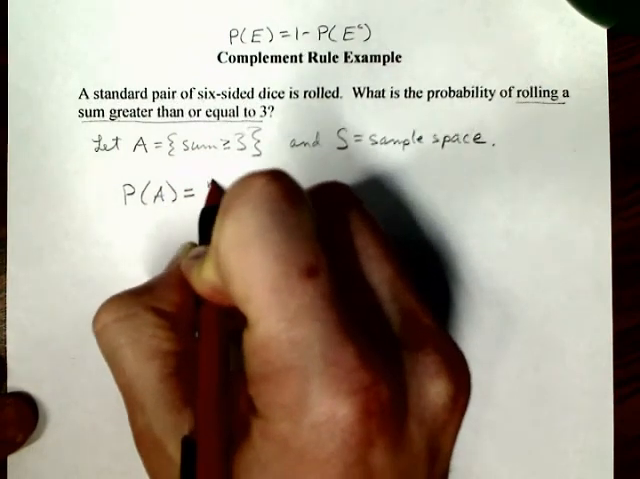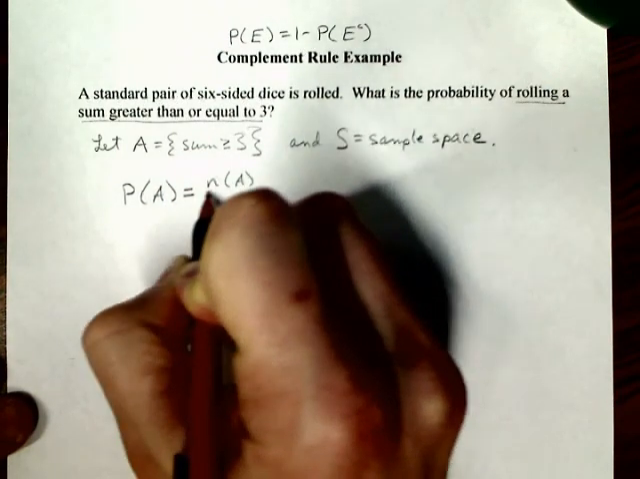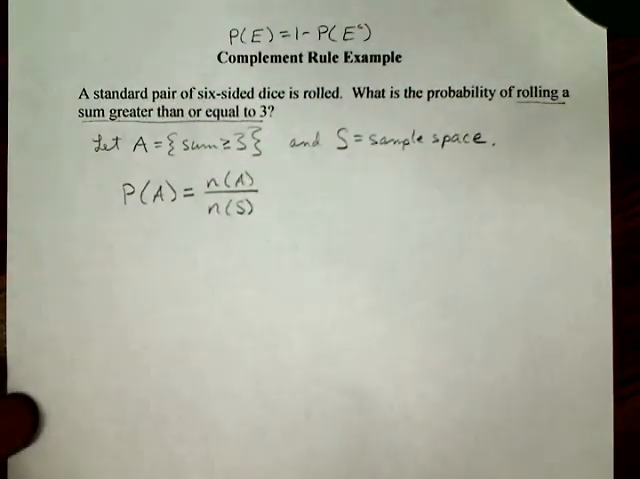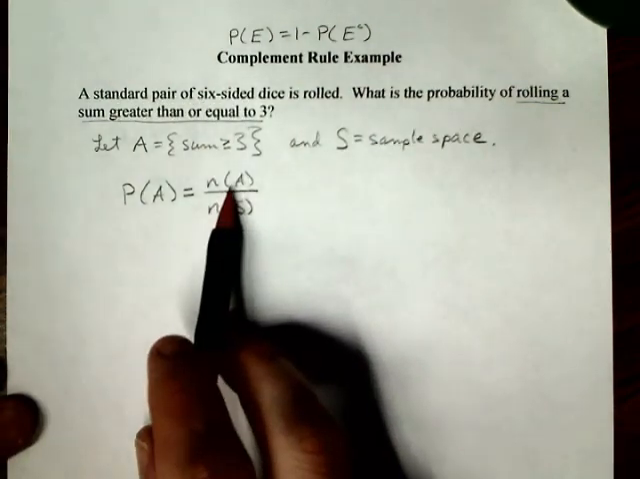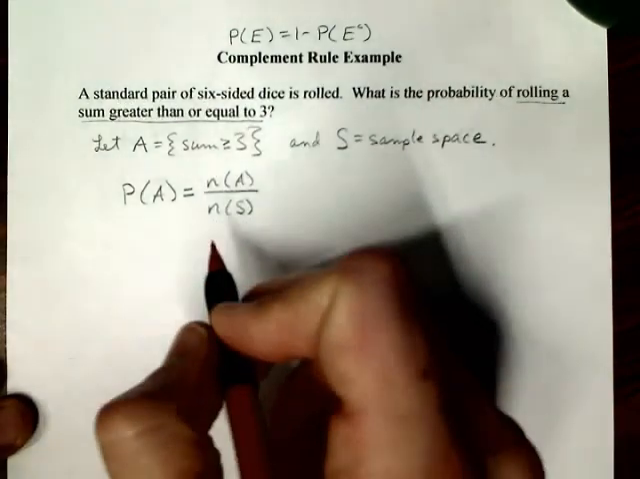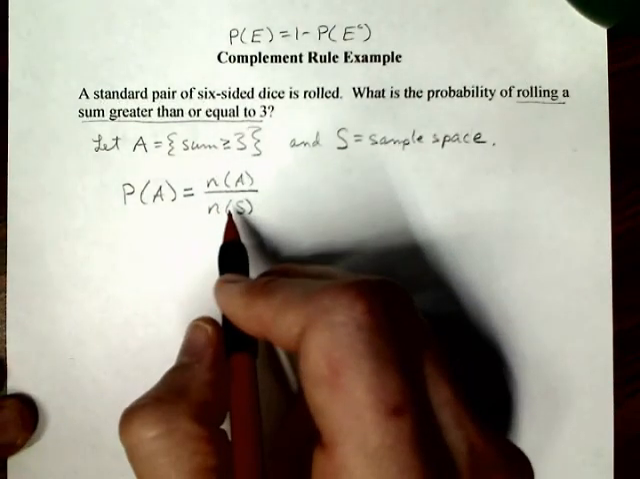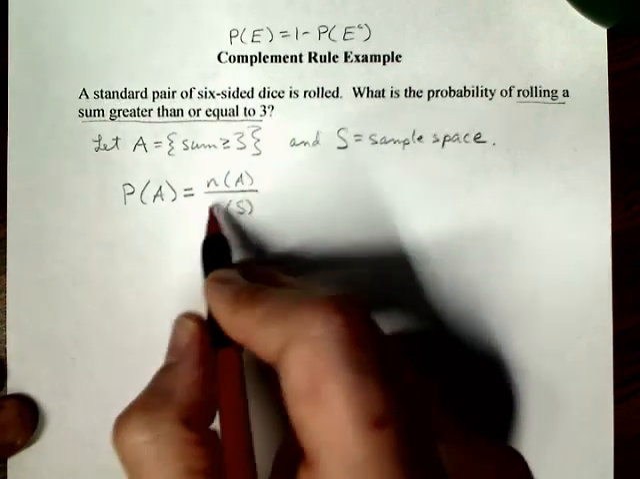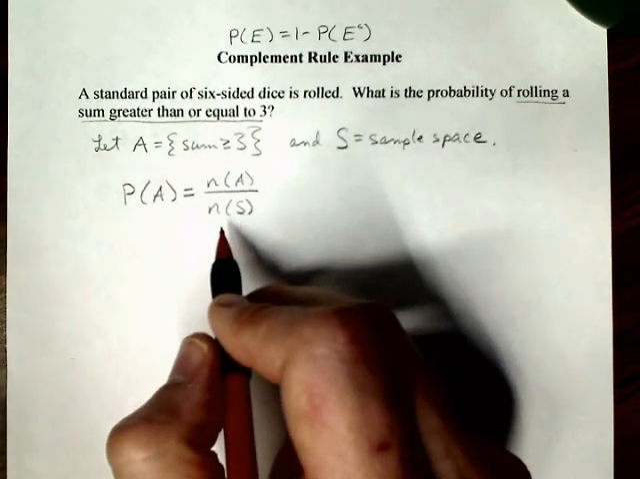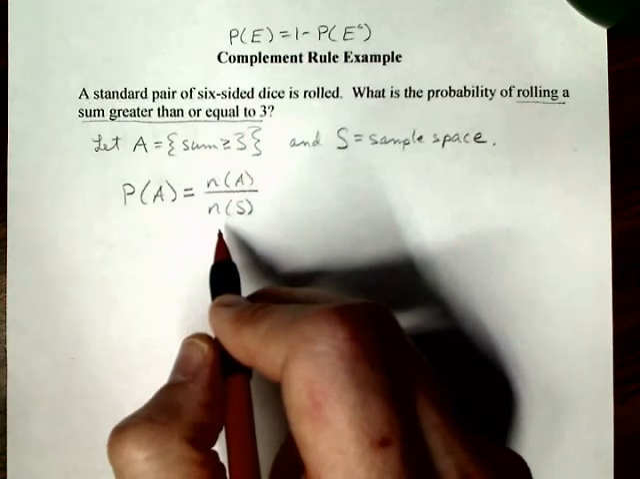And up to this point, hopefully you've seen through some of the more basic probability problems that the probability of A is the number of outcomes in A divided by the number of outcomes in S. Well, let's see. The number of outcomes in S is really not too difficult to get a handle on. Now, the number of outcomes in A is a little more work.